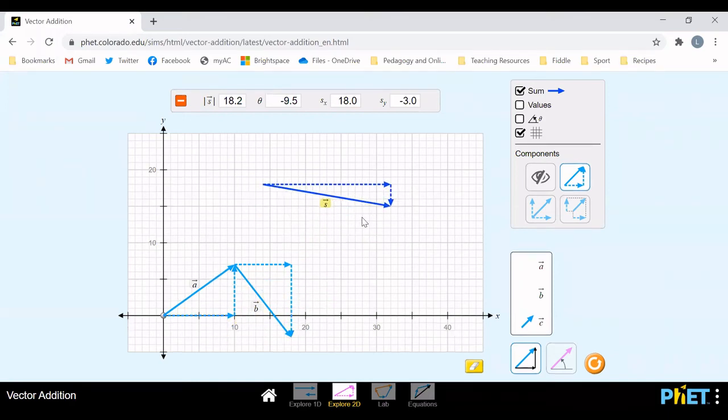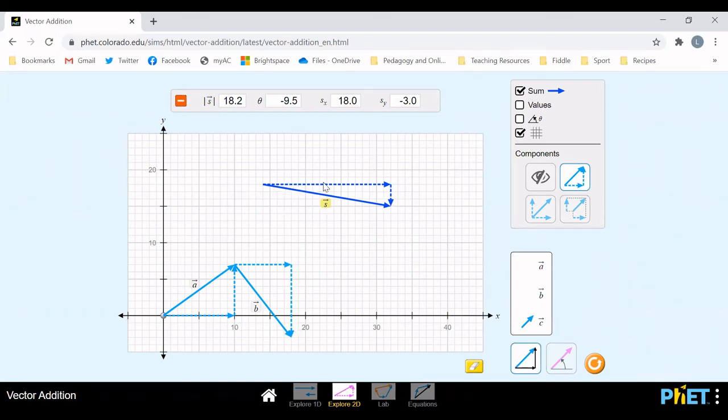So our steps for adding vectors algebraically will always look the same. Our first job is to take the 2, 3, 4, however many vectors we have, and resolve each into its x and y components. Then we add up the x components of the vectors to find the x component of the resultant. Then we'll add up the y components of the vectors to find the y component of the resultant.